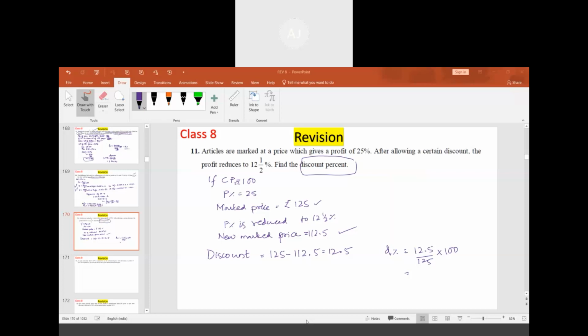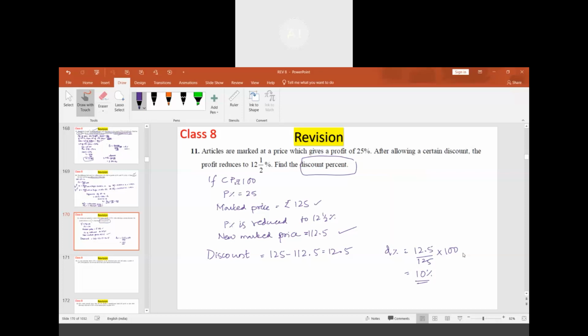Discount percentage. Calculate the discount percentage. Is it in terms of MP or in terms of CP? I think this is correct. It becomes 10%. But discount is calculated on marked price, so it is 10%, sir.